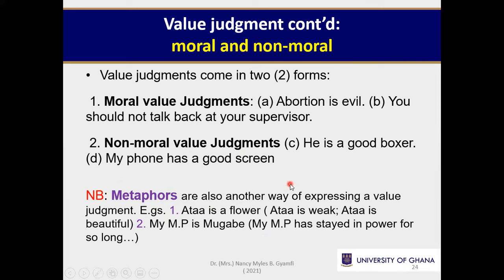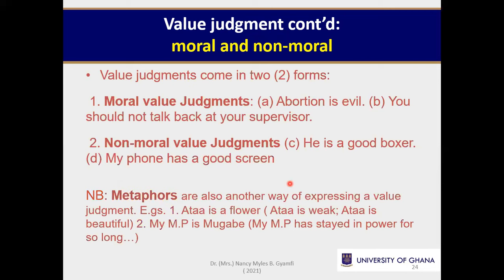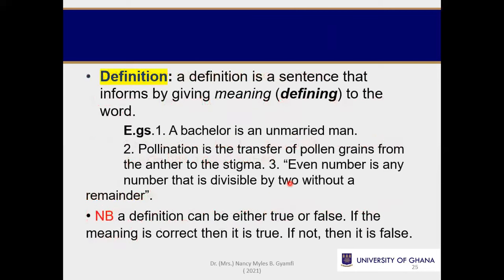And there's a second example there. When we say my MP is now a Mugabe, we use that to mean that he has stayed in power for so long or something like that. Okay, it's metaphorical. Okay, then the third type of definition. So don't get the third type of declaratives.